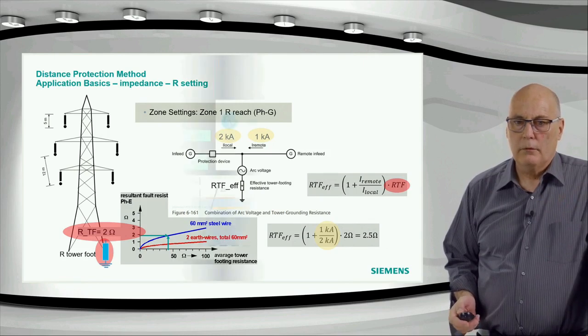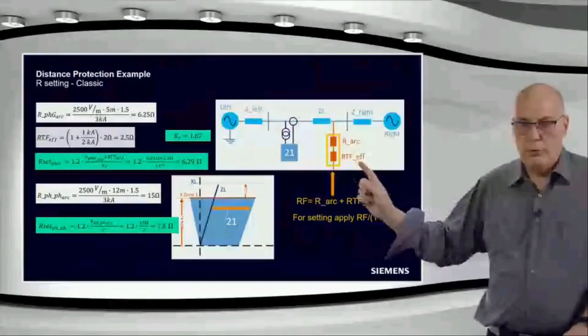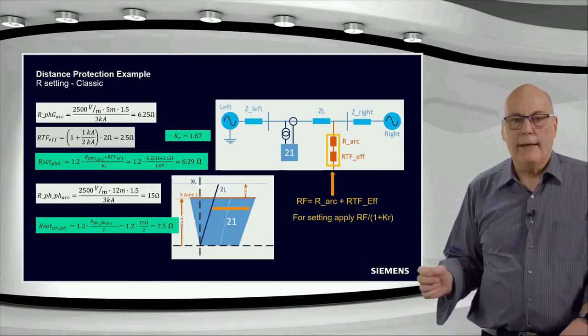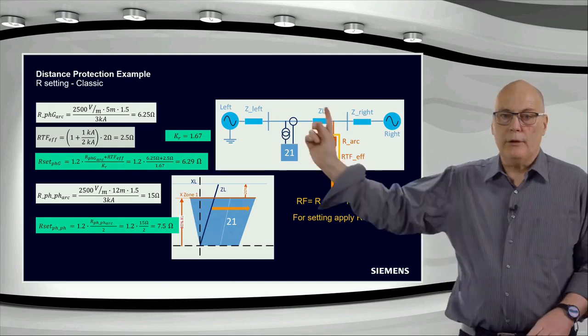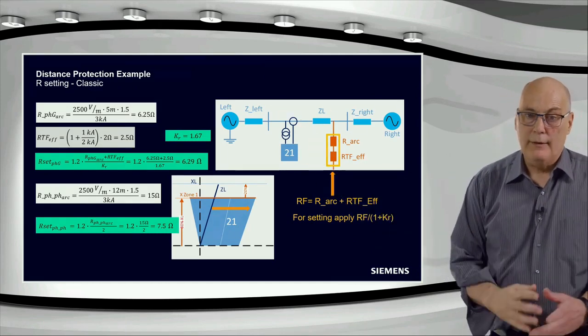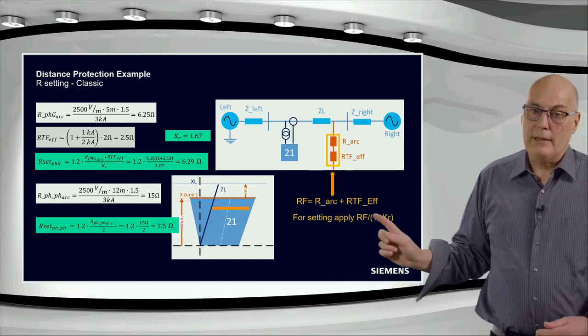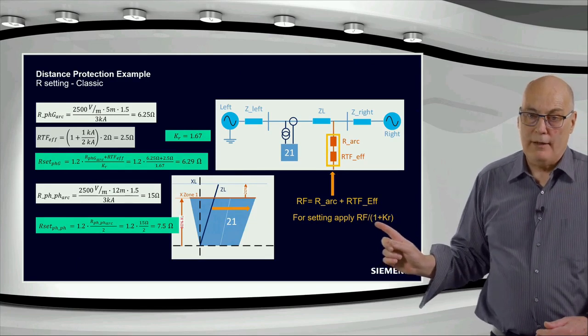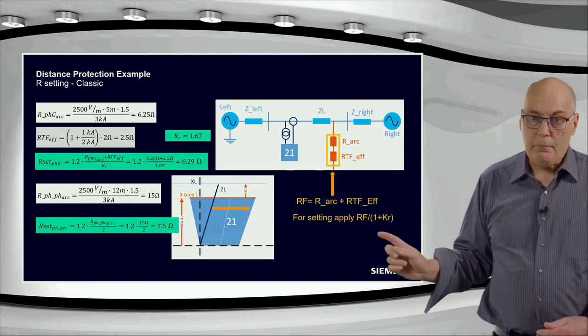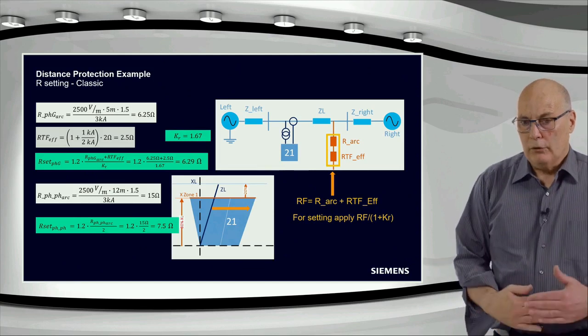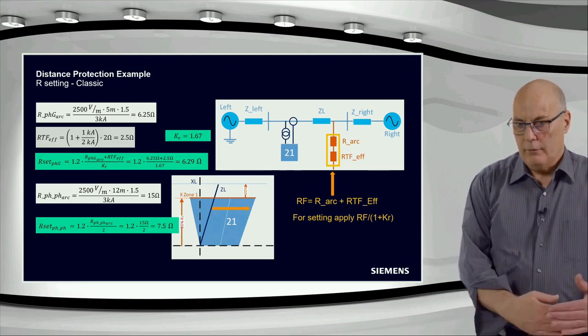Then to set it, we would summate those two to get the fault resistance. And then again, it's important to check if we are using a classic distance protection as we are doing here for the ground faults in the classic, the RF is divided by this factor 1 plus KR. Why is that done? I'm not going to go through it in detail now. I think we did that in the previous presentation.